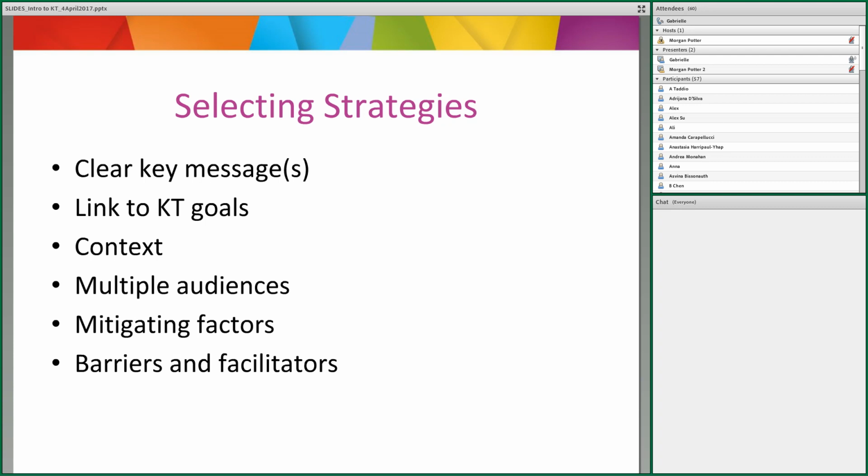Have mitigating factors been considered that might affect the applicability of the research findings or the effectiveness of the planned KT activities? For instance, if you're promoting action, have knowledge users or relevant knowledge user research been consulted? And does the plan consider barriers and facilitators for knowledge use? So for example, if you're trying to inform patients, have you used summaries or tools with appropriate language?